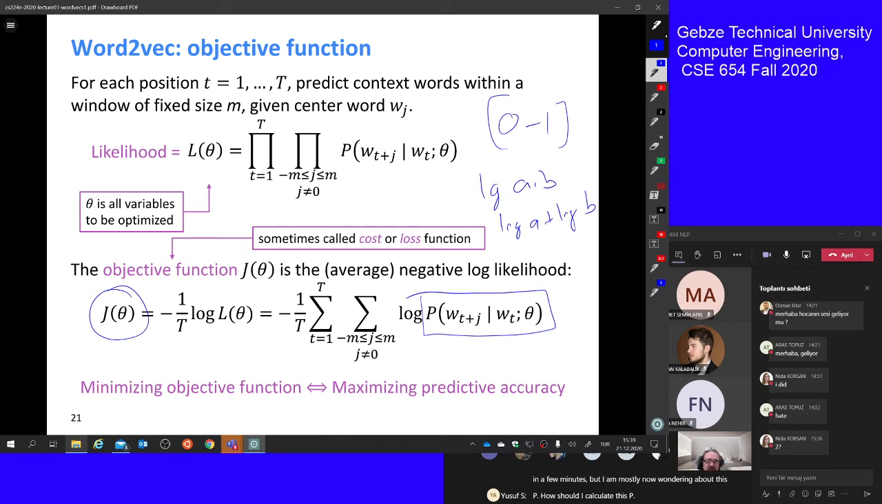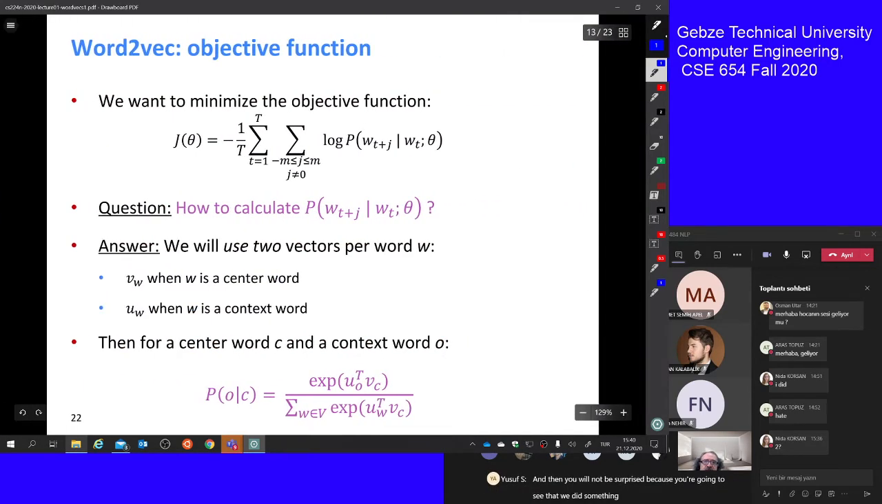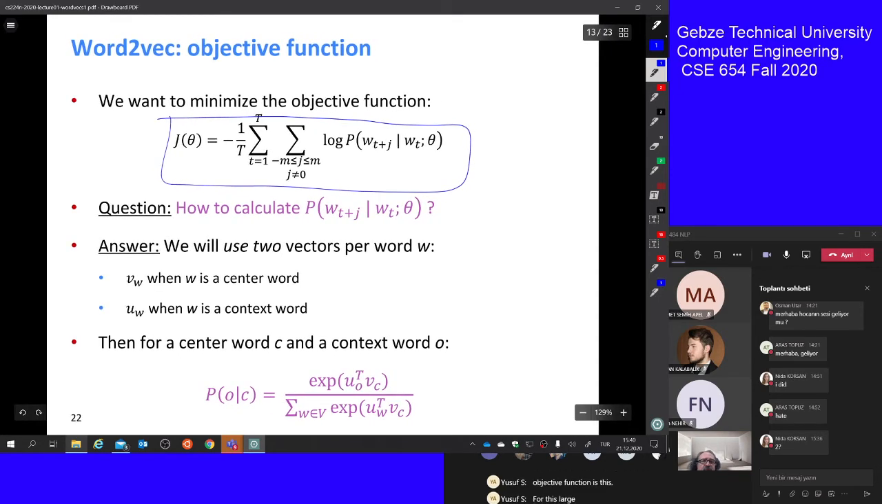How should I calculate this? P is going to be important. Well, you will not be surprised, because you're going to see that we did something similar before. So our objective function is this. For this large t value, do these calculations and multiply them. How do I calculate these?